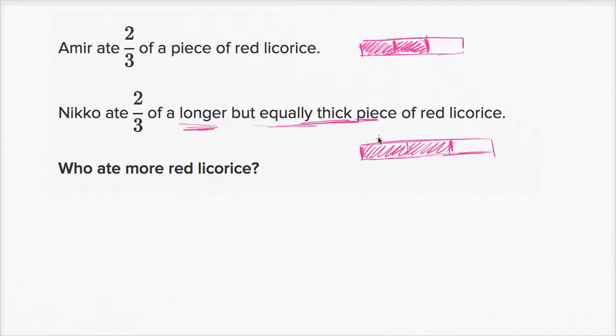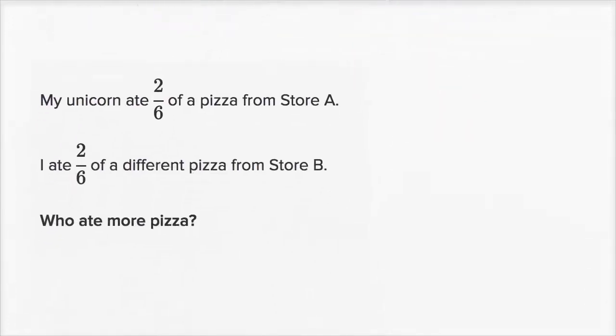Well, 2/3 of a larger piece is going to be more than 2/3 of a smaller piece. This right over here, this amount that he ate, has the same width, but it's longer than this right over here. So Nico, because this is a longer but equally thick piece of red licorice, Nico ate more red licorice. Nico for sure.